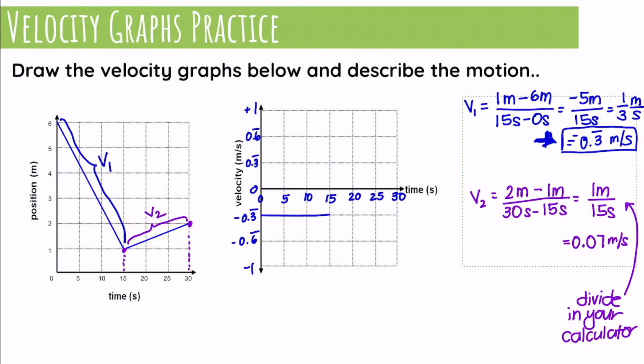And now for the second segment, I have it at positive 0.07 meters per second. So I'm going to go ahead and graph it starting from 15, not 20. So 15 to 30 seconds, it's going at 0.07 meters per second.